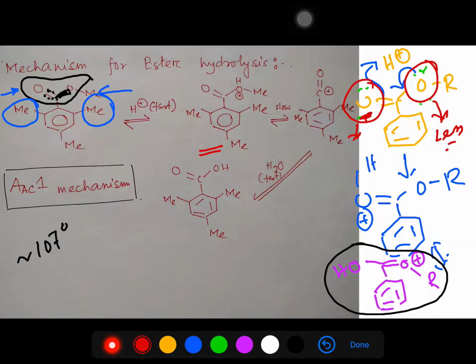Here protonation is possible, so protonation occurred. Now what can happen? This can break, and the leaving group is methanol. In this case the leaving group is methanol, and it is a neutral molecule. Since it's a neutral leaving group, its leaving tendency is higher. So point number 1. But generally we consider, I repeat the word, generally we consider that this acylium cation is unstable.